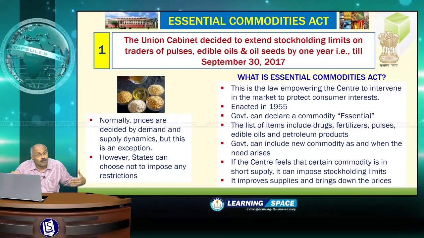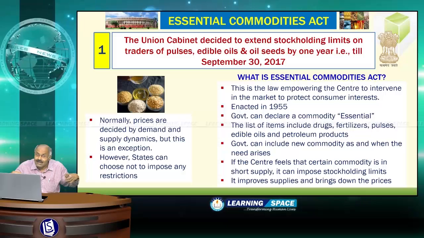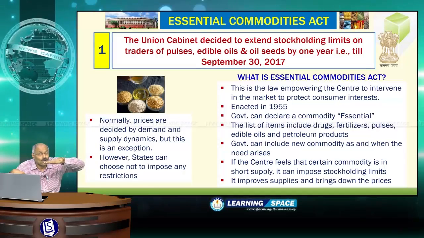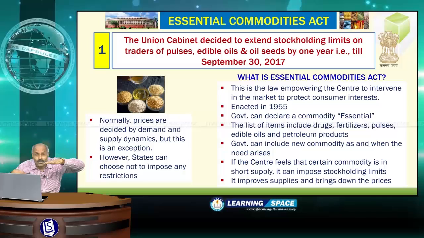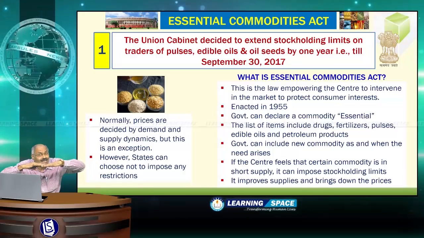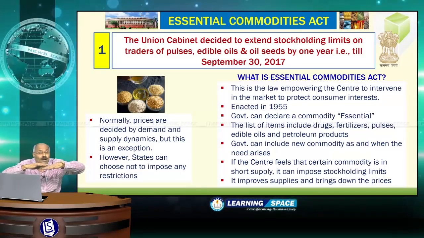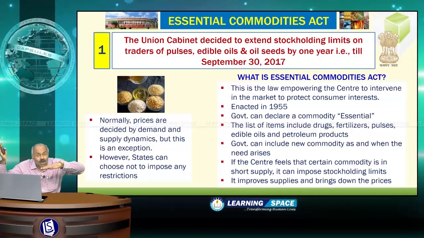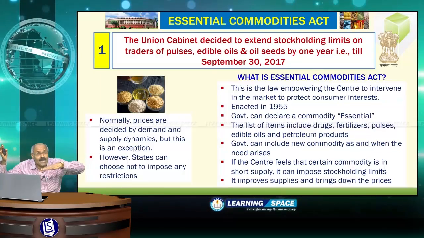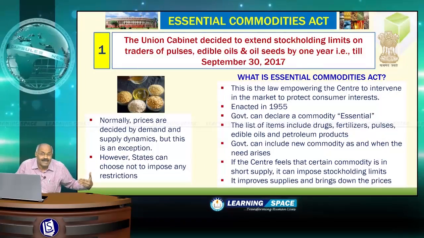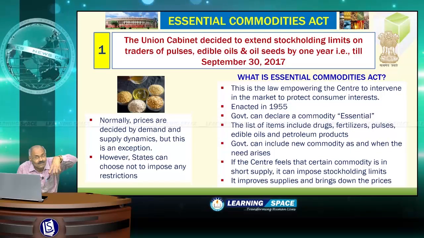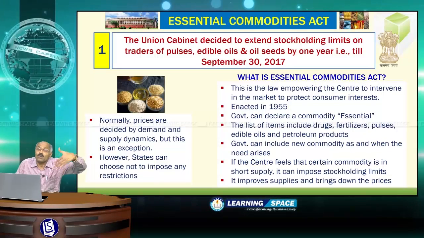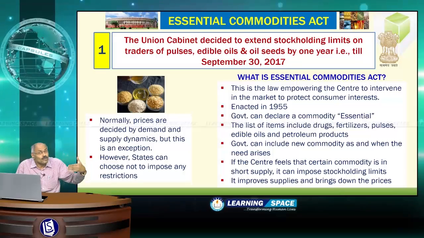That means the government will impose that the traders cannot stock more than a certain quantity. If the government says you cannot stock more than 100 tons, then the traders can stock only up to 100 tons. Beyond that, they cannot stock. If they stock beyond that, then what will happen? They can be arrested, right? So this is the law empowering the Centre to intervene in the market to protect consumer interests. And sometimes traders resort to artificial scarcity to prevent that.